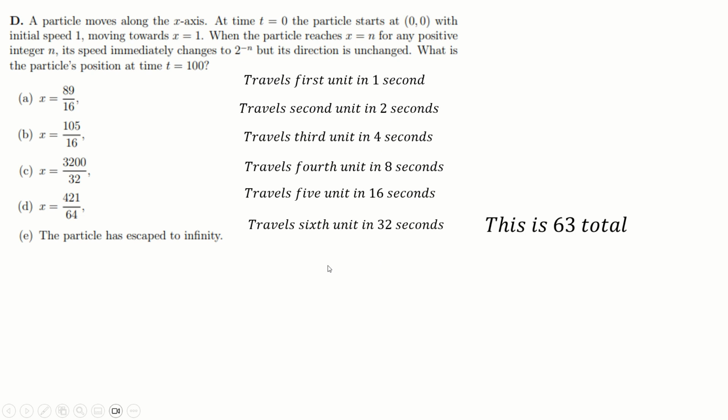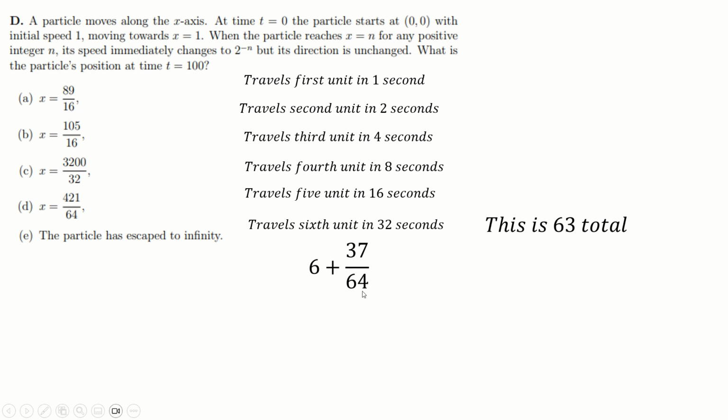Of course, I'm not going to get to the 7th unit because it takes 64 seconds to get there, and 64 plus 63 is bigger than 100. But I've gone 6 units and I've got 37 seconds left. So I'm going to make it into the 7th unit. I'm going to make it 37 over 64th of the way there, because that's how long it would take me to do the whole thing, and I have this long left only. So I think this is just the distance I'm going to travel.